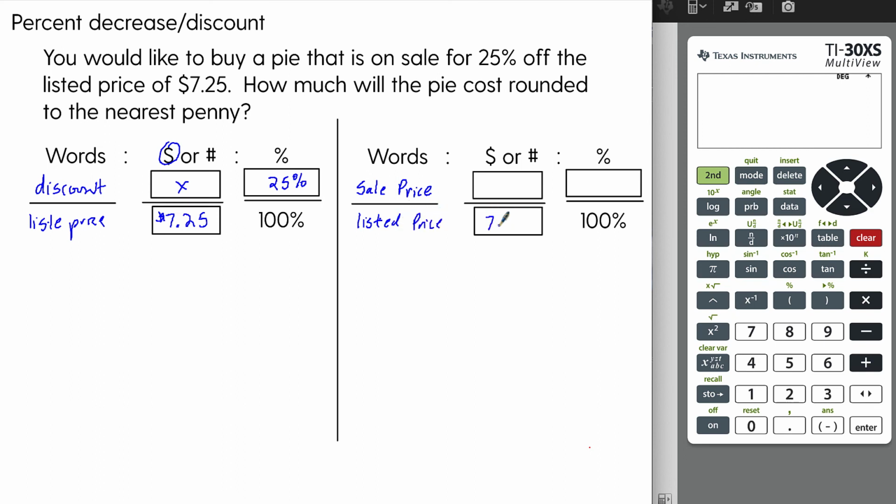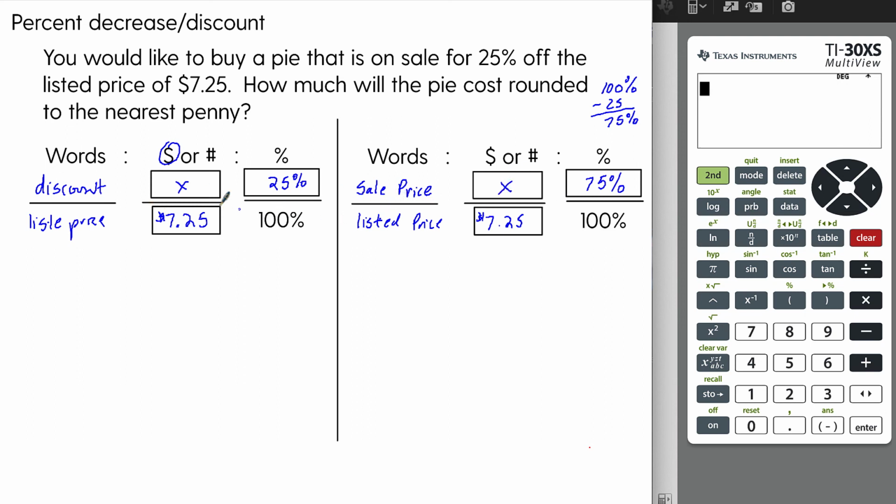So here's $7.25 again. But now, instead of 25%, if you're not paying 25%, if the listed price is 100% and you're not paying 25%, then that means you are paying 75%. That's the sale. What you're paying is 75% of the listed price. So we'll put 75% here. So hopefully you see the difference.